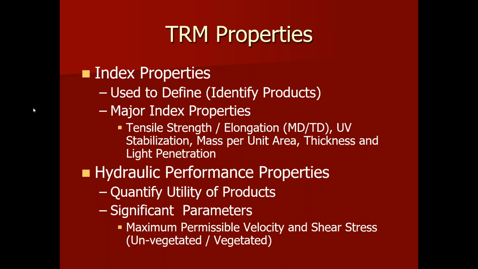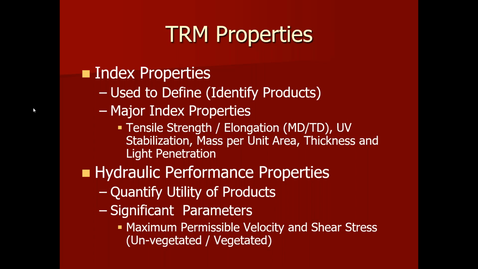So we know that there's two main types of properties to be evaluated with TRMs. One is index properties, which are used to identify products: tensile strength, thickness, light penetration, elongation, UV stabilization, mass per unit area, a number of quantifiable aspects of each individual tool that can be used certainly for comparison, but we also hope for some prediction of performance, overall longevity of the system and system performance, which relates to the hydraulic performance properties, which I talk mainly about today.